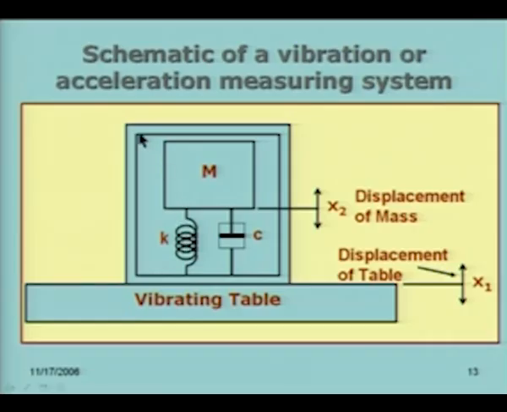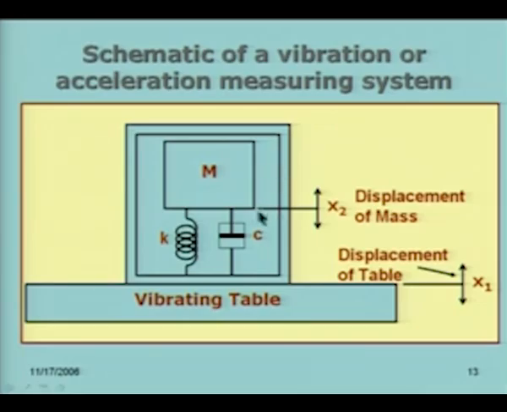So, it consists essentially of a housing, the accelerometer or the vibrometer is a housing. This housing has to be attached to the vibrating table or the source whose vibration we want to study. It should be intimately connected with that, and you should not have any relative motion with respect to the vibrating table. So, it is necessary to screw it down or attach it in some way, so that it is a part of the vibrating table. So, what I am talking about is only the housing.